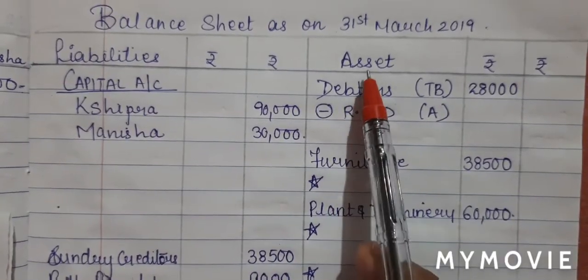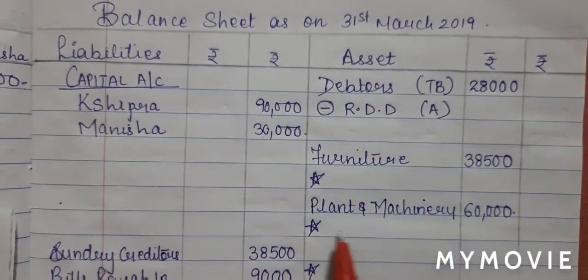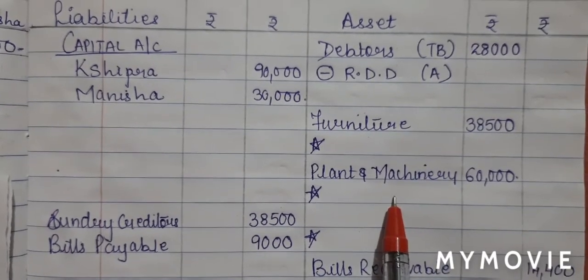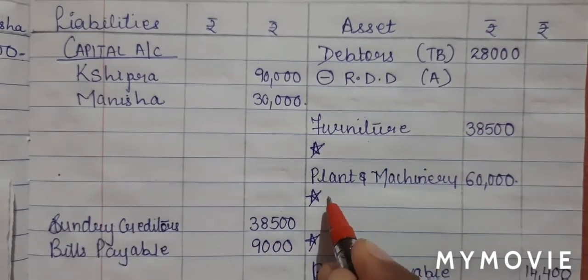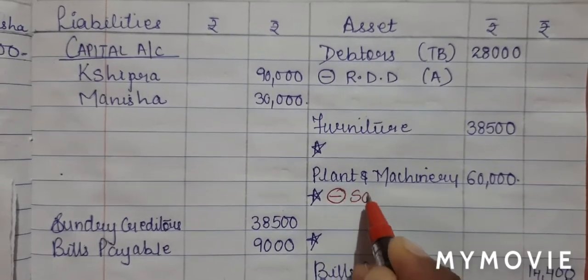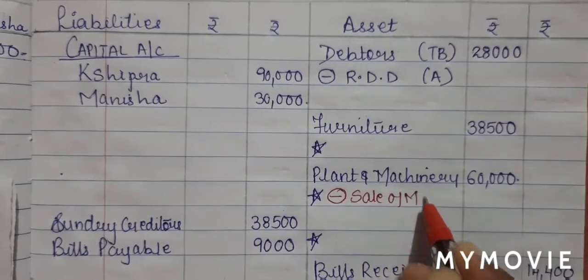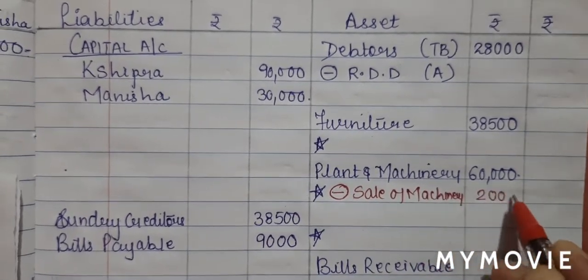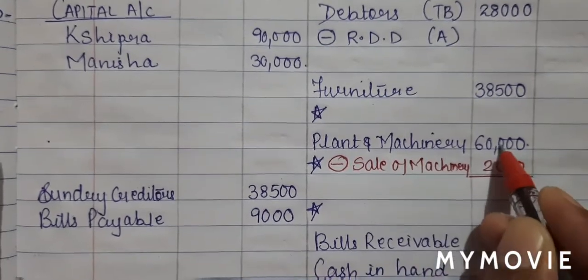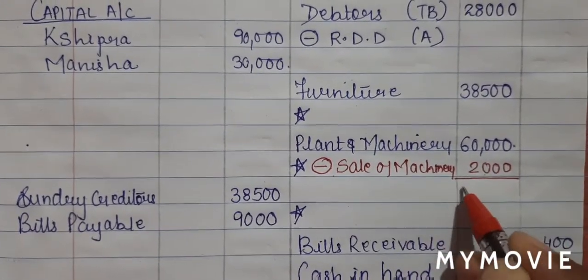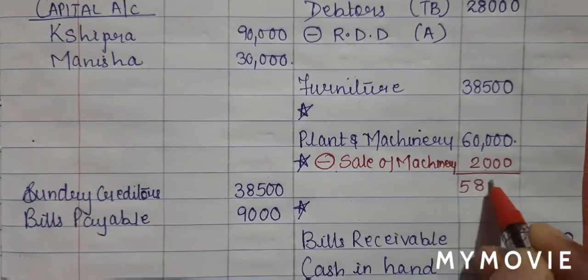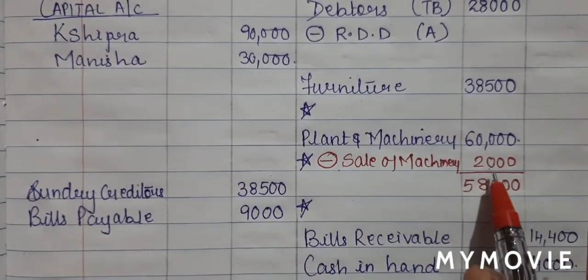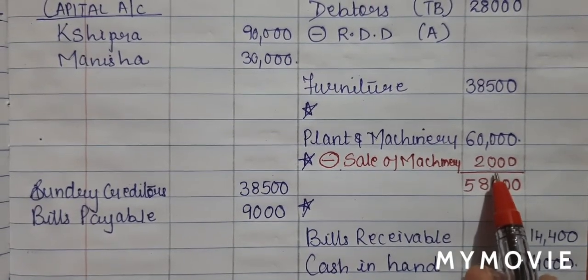My second effect will be on the asset side. In plant and machinery, we have sold the machine, students. So when we sell the machine, it is gone out. So I'll have the effect as less sale of machine, which is rupees 2,000. Now I can minus this. 60,000 minus 2,000 will give me 58,000, which I'll still write in the inner column because there is another star. So this is my second effect for sale of machine.